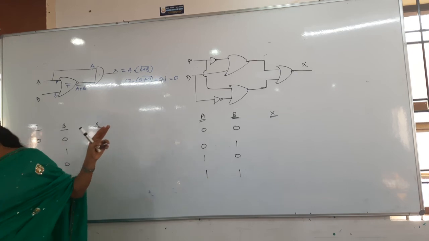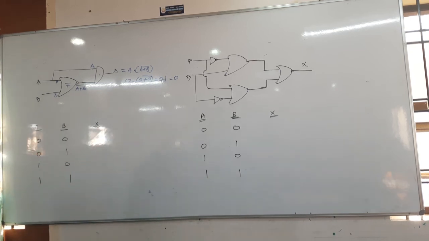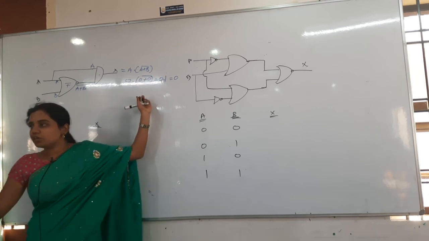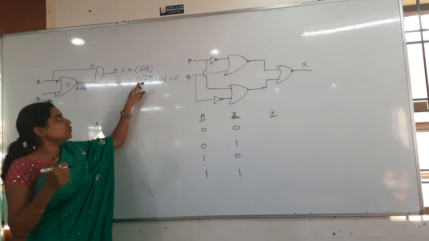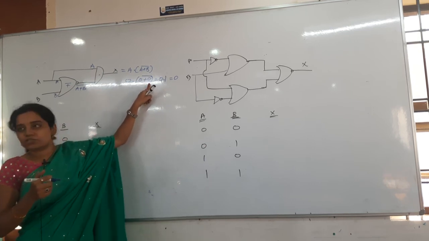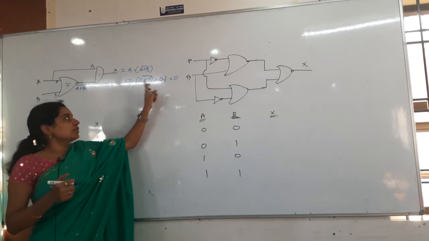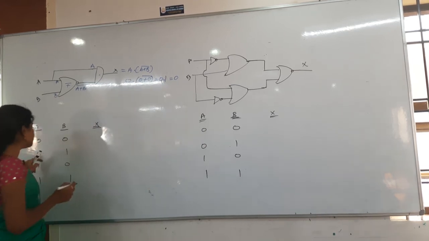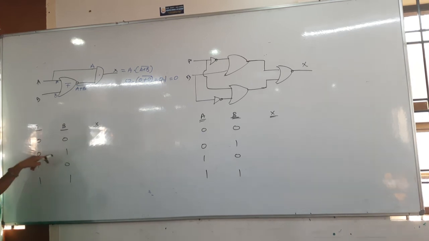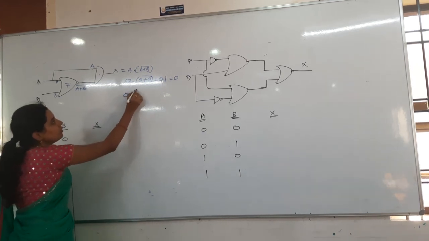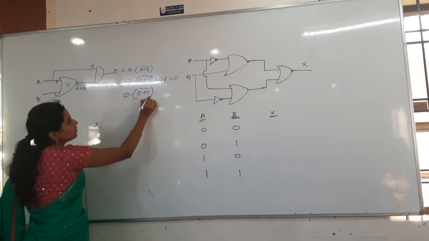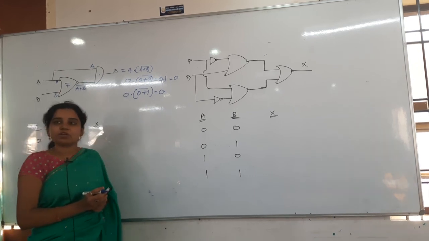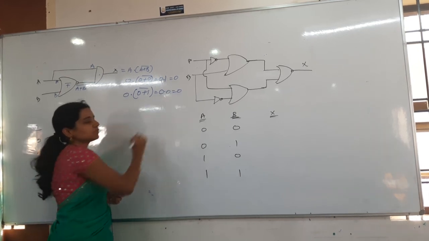I have taken 0 into (0 plus 0) whole bar. First case is A is 0, B is 0. So 0 plus 0 is 0. Bar is 1. 0 into 1 is 0 only. Next case is 0 and 1. A is 0, B is 1. So 0 plus 1 is 1. 1 bar is 0. So 0 only is the final answer.